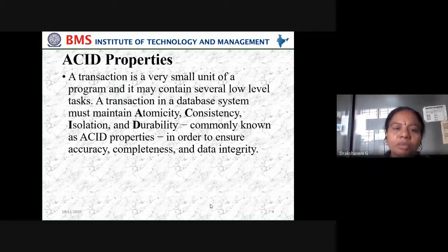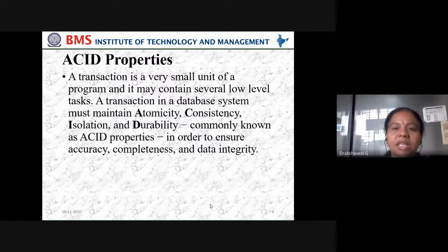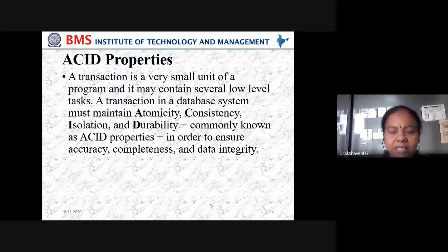So what is this ACID property? What do we mean by ACID property? A transaction is a very small unit of a program. So what do we say about a transaction? Transaction, that's what I told, the smallest unit in our programming. A transaction is a very small unit of a program, and it may contain several low-level tasks. Just now we saw one small transaction, transferring 500 from account A to account B. That is the program, and it may contain several low-level tasks.